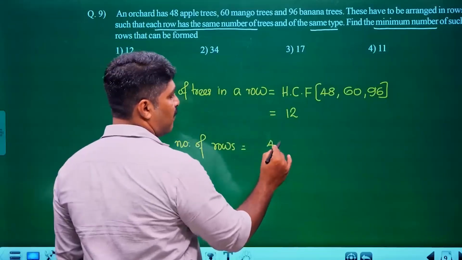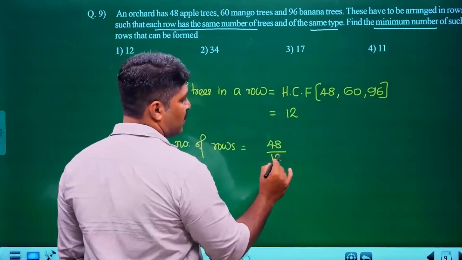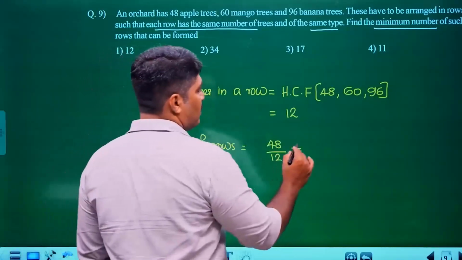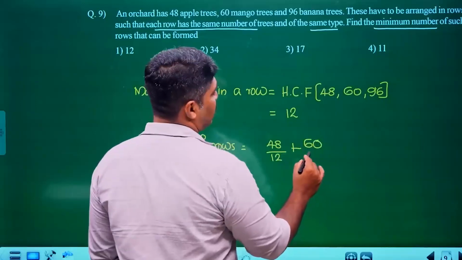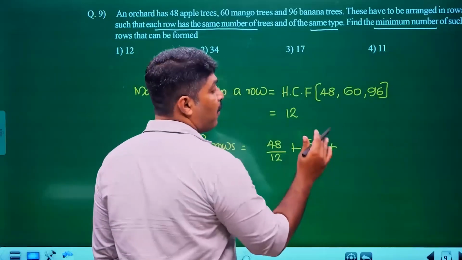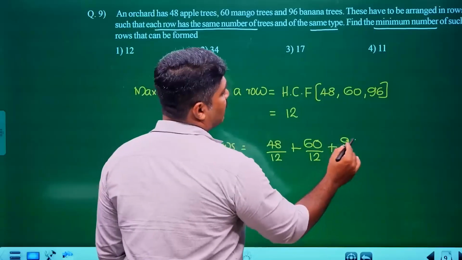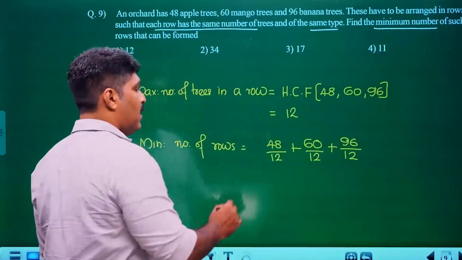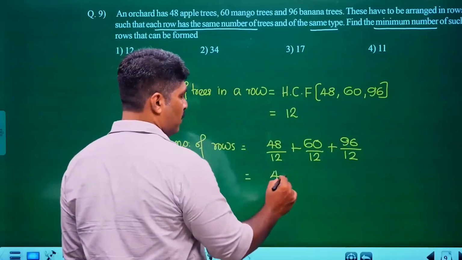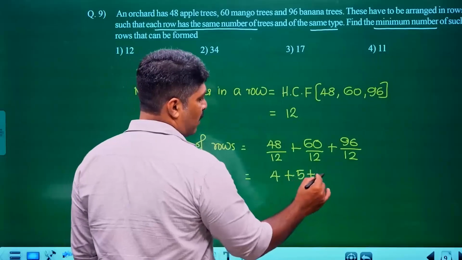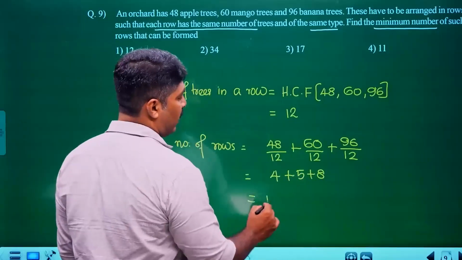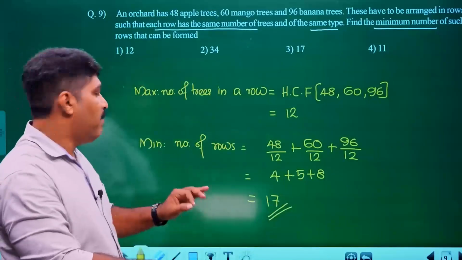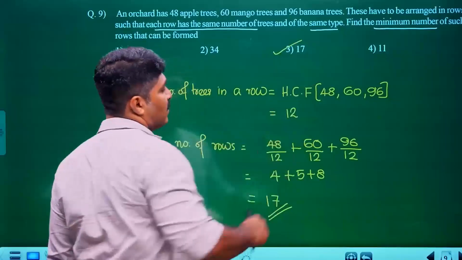Here 48 apple trees. If you are planting 12 trees in each row, how many rows are required? That is 48 by 12, which is 4 rows. And 60 mango trees, 60 by 12, 5 rows required. 96 banana trees by 12, so that is 8 rows required. That means here we have 4 rows, 5 rows, 8 rows. Hence the total number of rows will be equal to 17. That is the minimum number of rows required. So 17 is the answer.